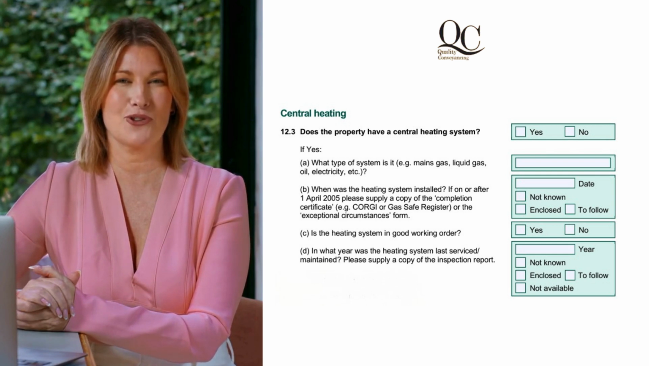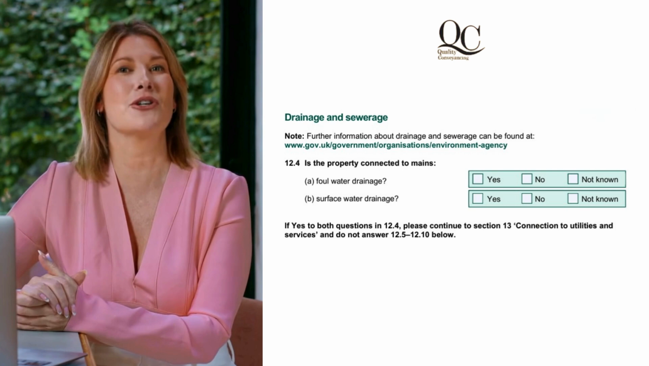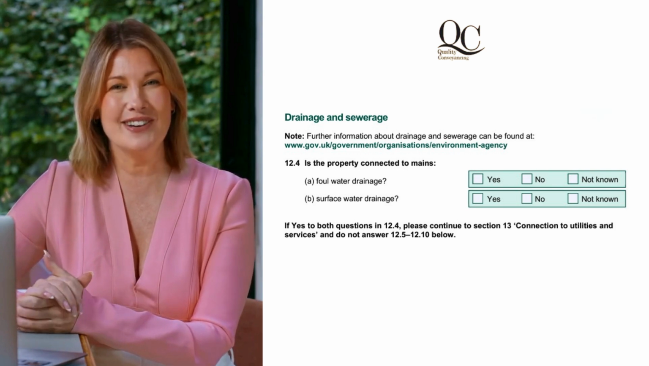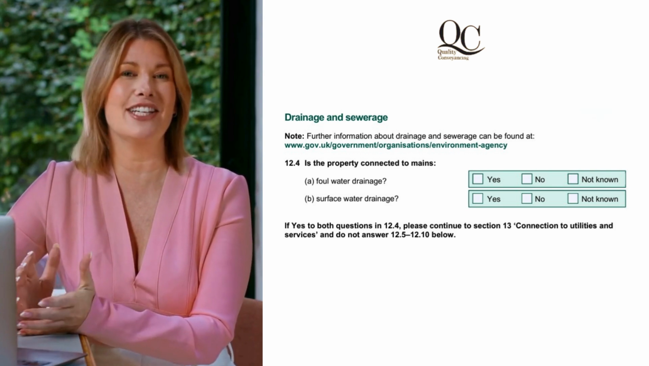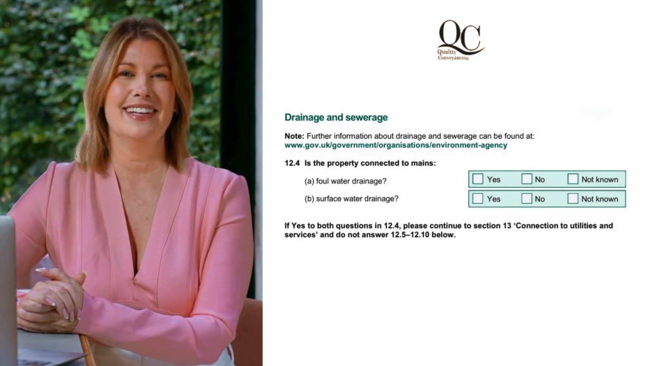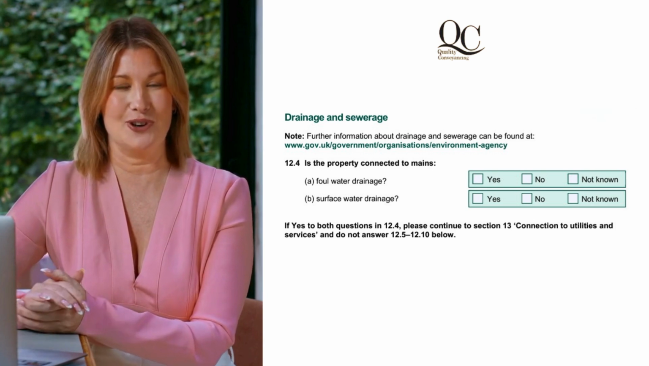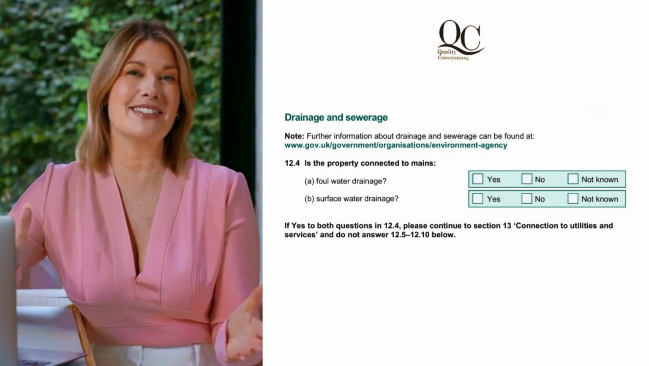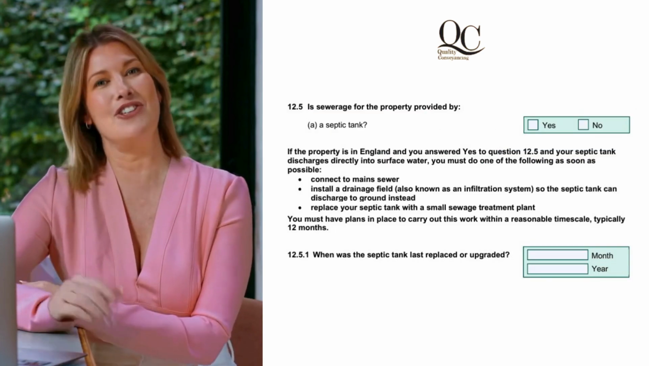The form then moves on to drainage and sewerage. First, you'll be asked whether the property is connected to mains drainage. You'll answer yes or no for both foul water drainage and surface water drainage. If the property is connected to both, you can skip ahead. There's no need to answer any further drainage questions. If not, the form will ask about private drainage.